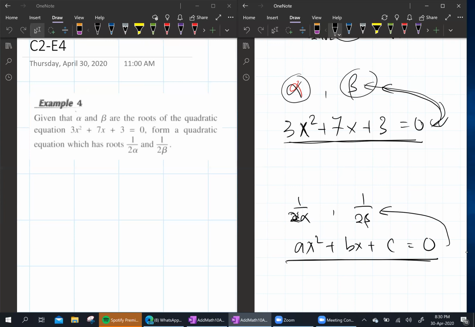So in the first step, you have to find how much is alpha and how much is beta from this equation. What you need to do is make x squared coefficient 1, right? So you divide everything by 3. So you get x squared plus 7 over 3x plus 1 equals to 0.